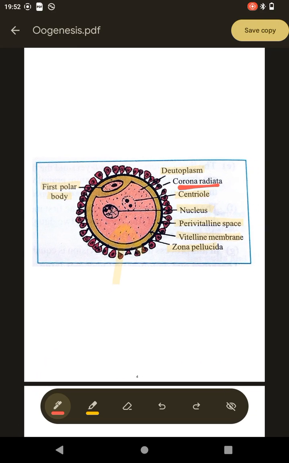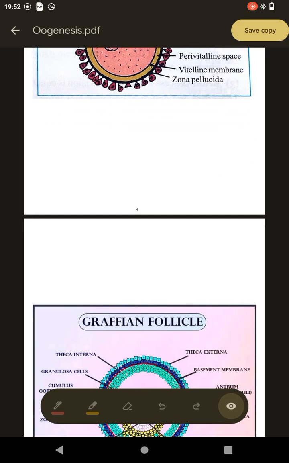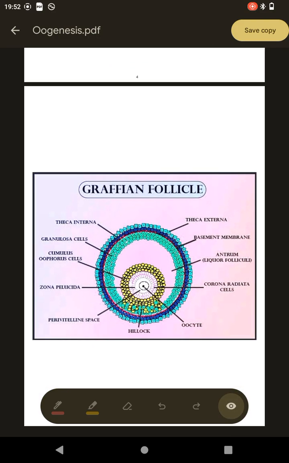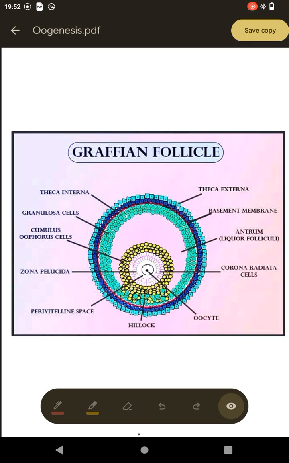Now we'll see the next schematic diagram, the mature Graafian follicle. This is very important. See, now it will be completely clear to you here.